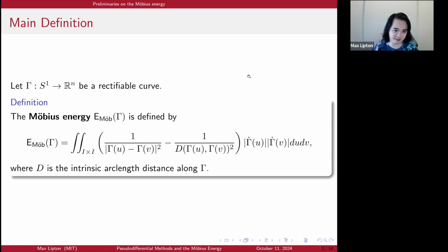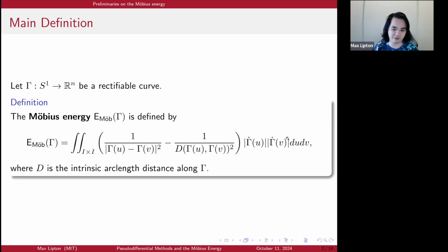So given such a curve, and we're only assuming it's rectifiable so that we can actually make sense of the integral, whether or not it's finite, the Mobius energy is defined as the double integral over the domain S^1 cross S^1, in the limit there, of the inverse of the pairwise distances squared, that is the extrinsic distance in R^n. And then we subtract the pairwise intrinsic distances inverse squared. So that is distance along the curve.